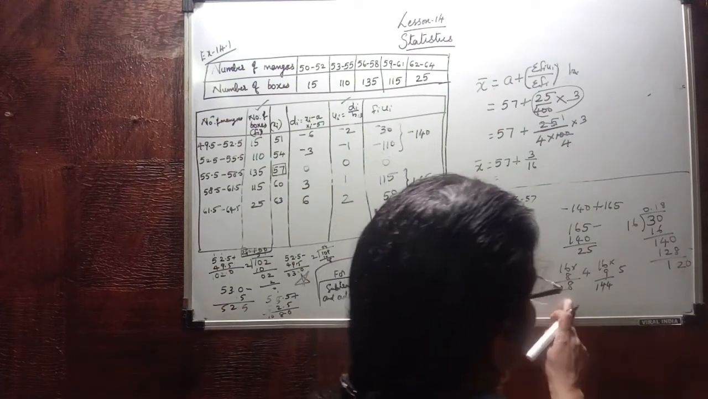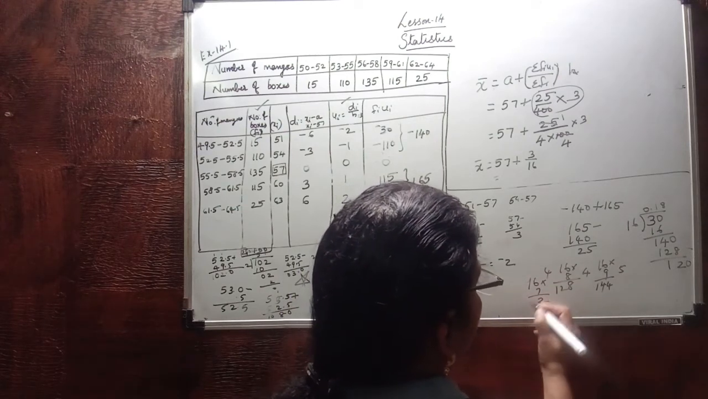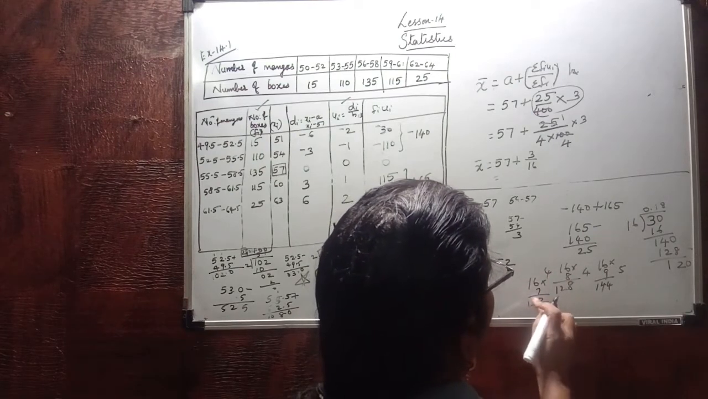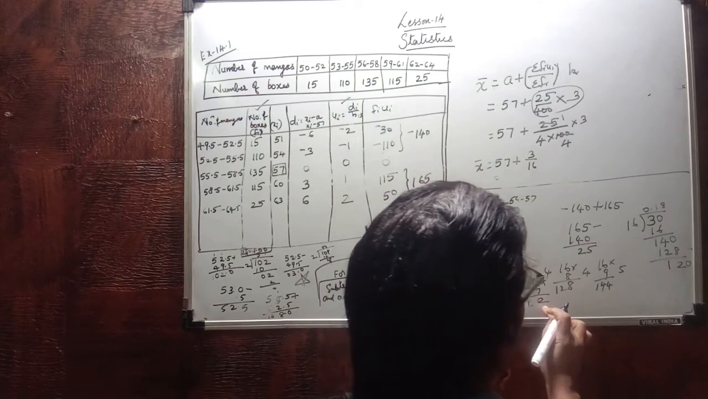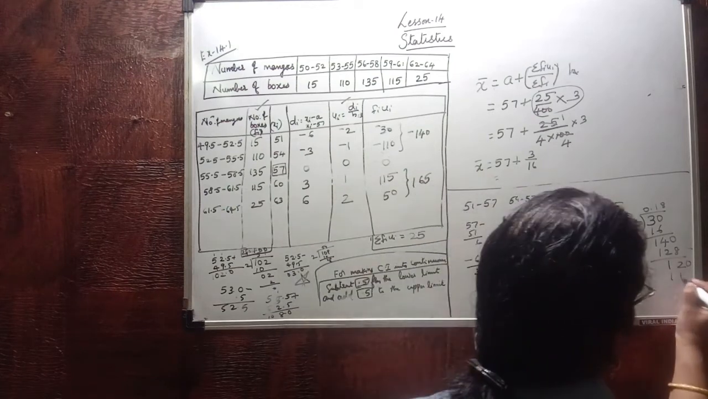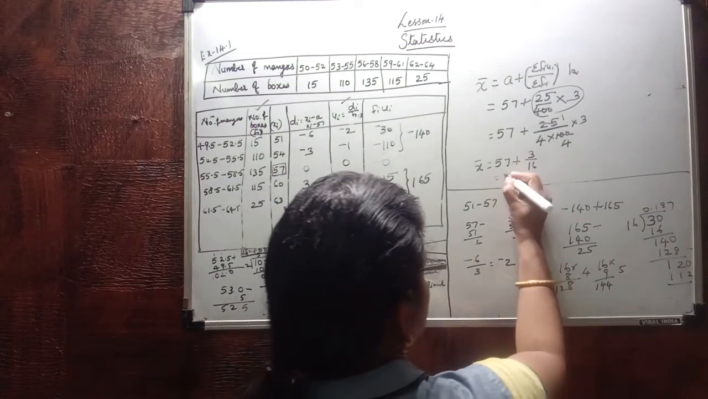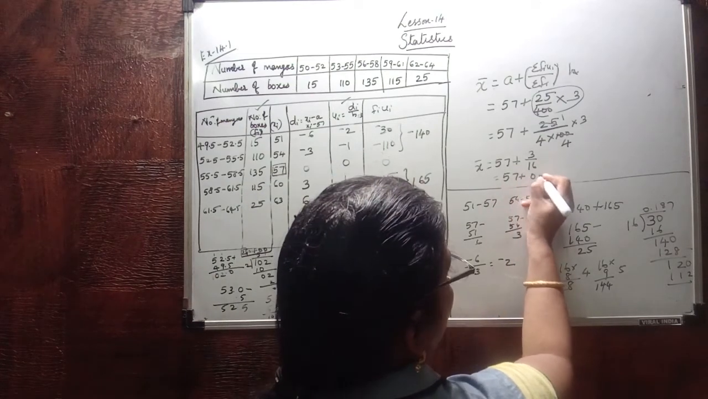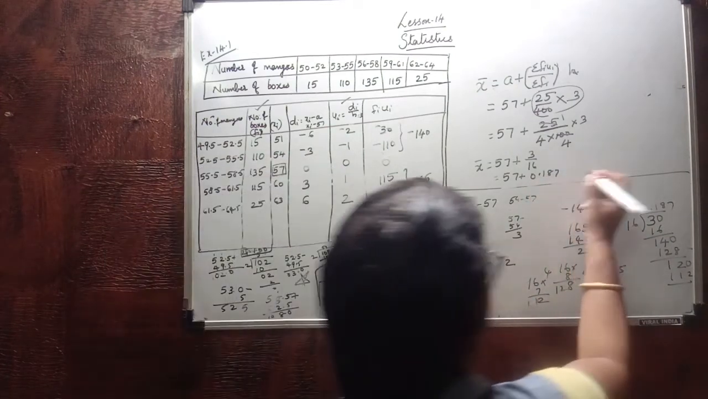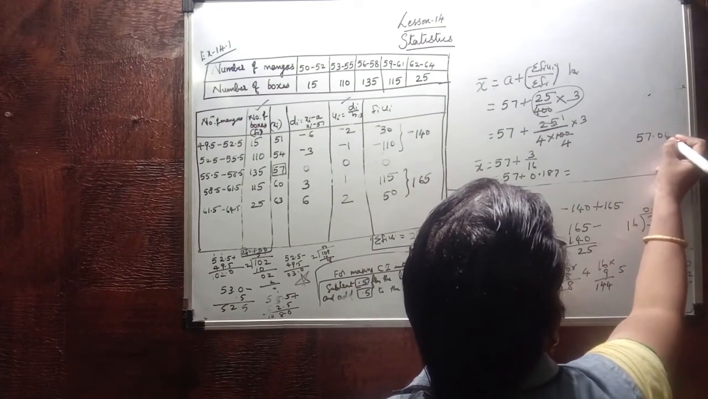120 means it will be 128. So 6 into 7. 6 sevens are 42, 4, 11, 112. So 0.187. So 57 plus 0.187. So what will you get then? 57 plus 0.00 plus 0.187.